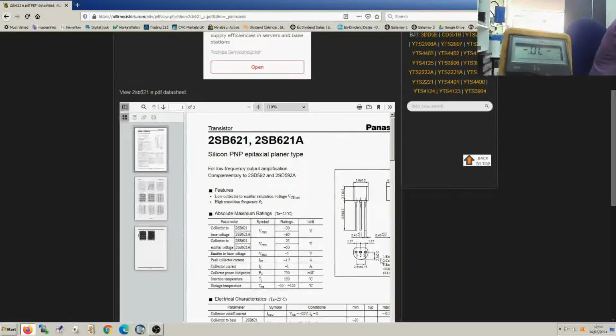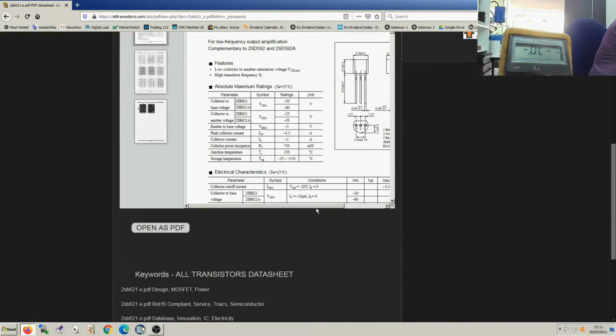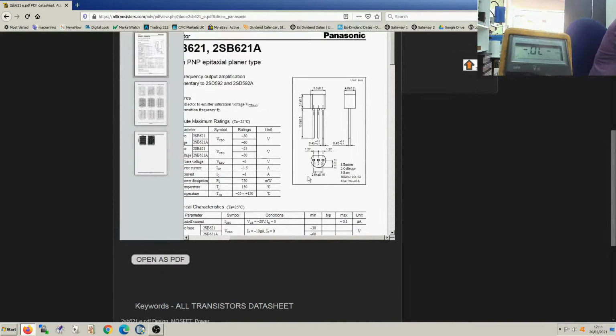So we can see 1, 2, 3. Can I move this sideways? I have to scroll it. Okay, so 1 is emitter, 2 is collector, and 3 is base. Yeah, 1, 2, 3. Emitter, collector, base. And it's showing you with a flat side there, yeah. I tried pointing at the screen then. Shows you with a flat side there so we know which one is which. So it's emitter, collector, base, 1, 2, 3.